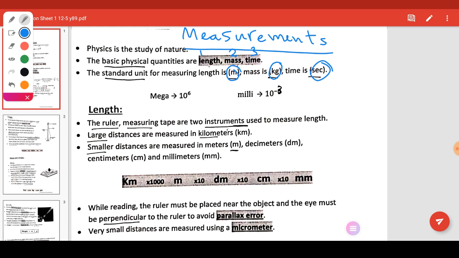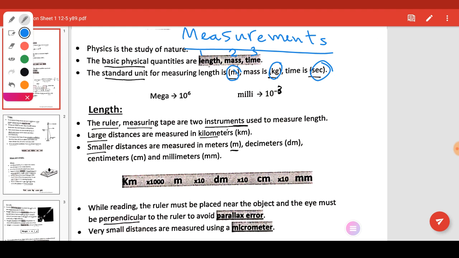There are units for measuring mass called kilogram, or gram, or milligram, or microgram, or megagram. But the international unit is called kilogram. The standard unit for measuring time is called second. There are other units, minute, hour, but the standard unit is second, maybe millisecond.